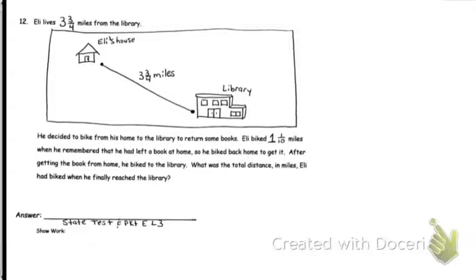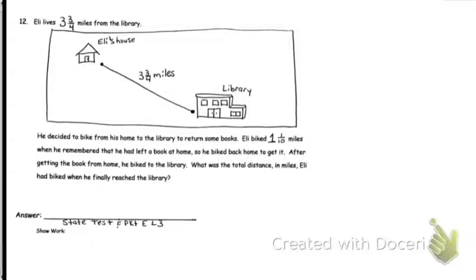Eli lives 3 and 3/4 miles from the library. You know what? Just like decimals, I'm going to read this as whole numbers. I think it will make it easier to understand. So let's start again. Eli lives 3 miles from the library. There's a picture of his house. I see his distance from his house to the library. He decided to bike from his home to the library to return some books.